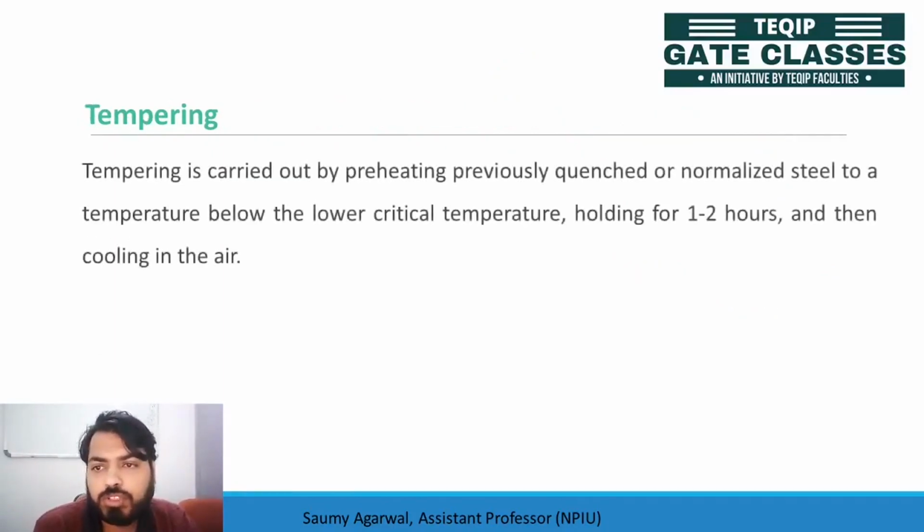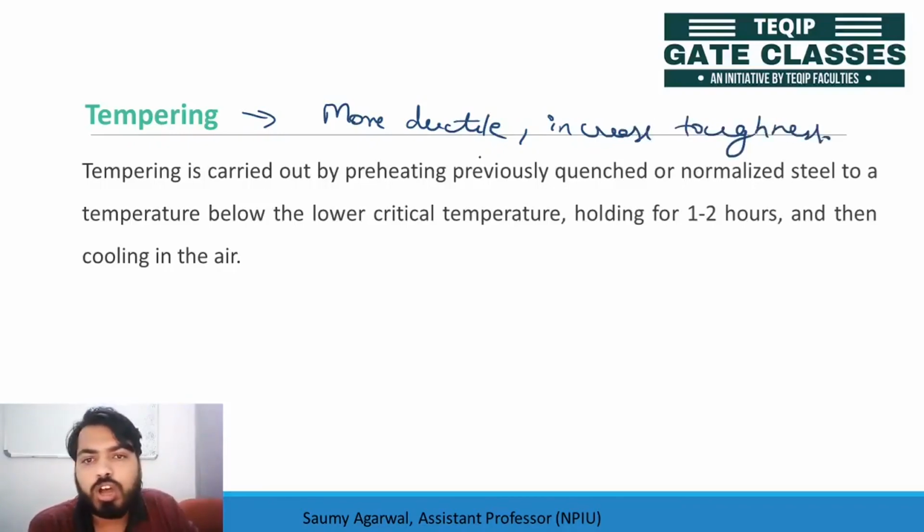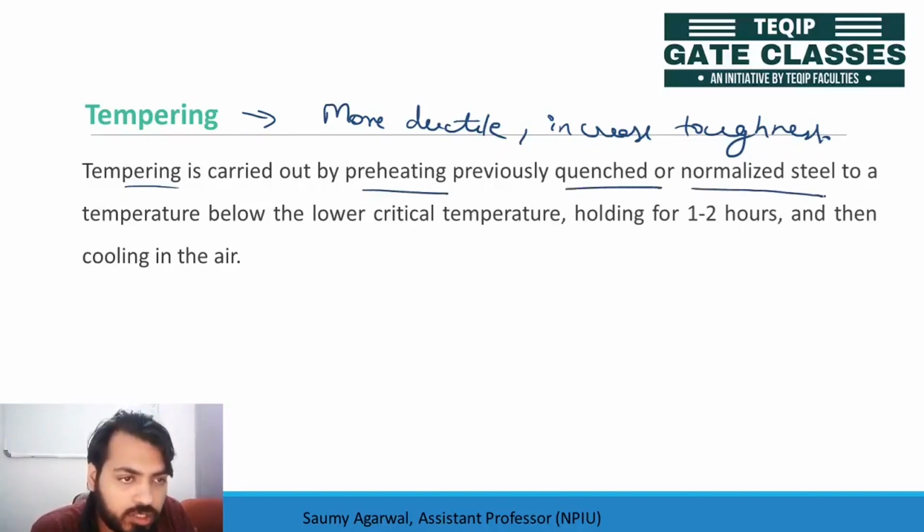Then coming to the tempering process. Basically our aim is to make the material more ductile, or you can say we have to increase the toughness value. So how will you increase the toughness and make the material more ductile? This process is carried out by preheating the previously quenched or normalized steel. Note down that normalized steel and quenched steel both have high strength, so their ductility will be very low.